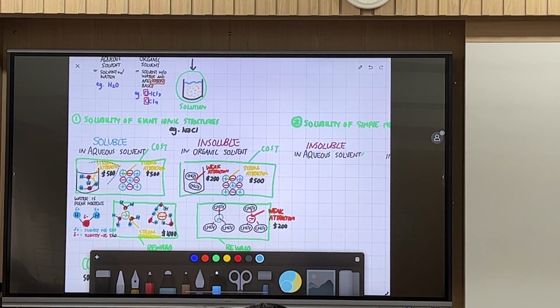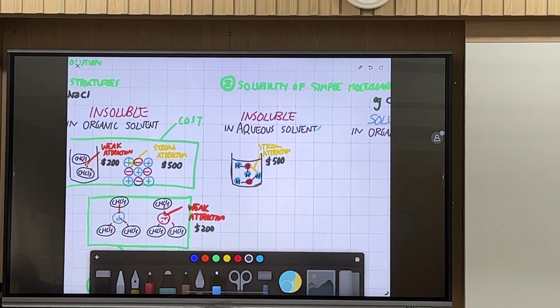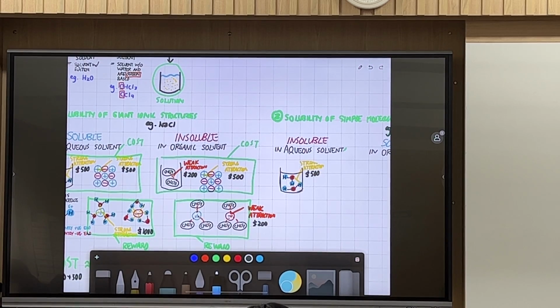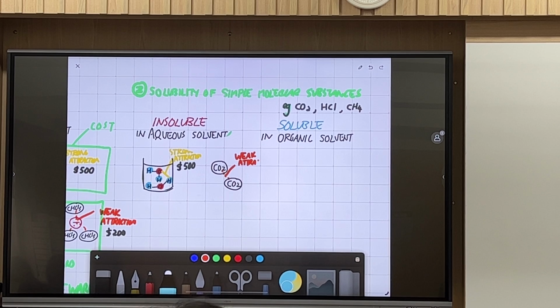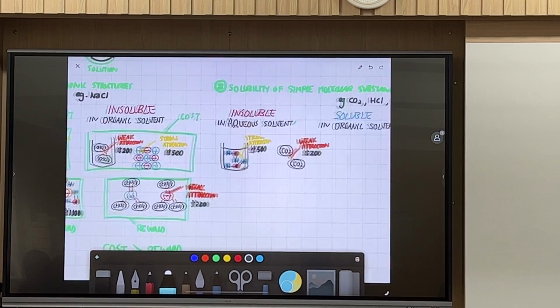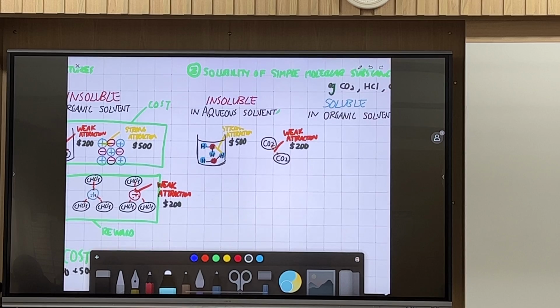So I'll copy this from the left. So let's draw a beaker of water again. Water attracts each other by strong attractions. Yeah, let's say it is equivalent to a $500 investment. And then we have some CO2 molecules around. CO2 attracts each other with some weak attraction. So this is equivalent to a small amount investment. So let's make it $200. Yeah. When water and CO2 are to form interaction, they will form some weak attraction.